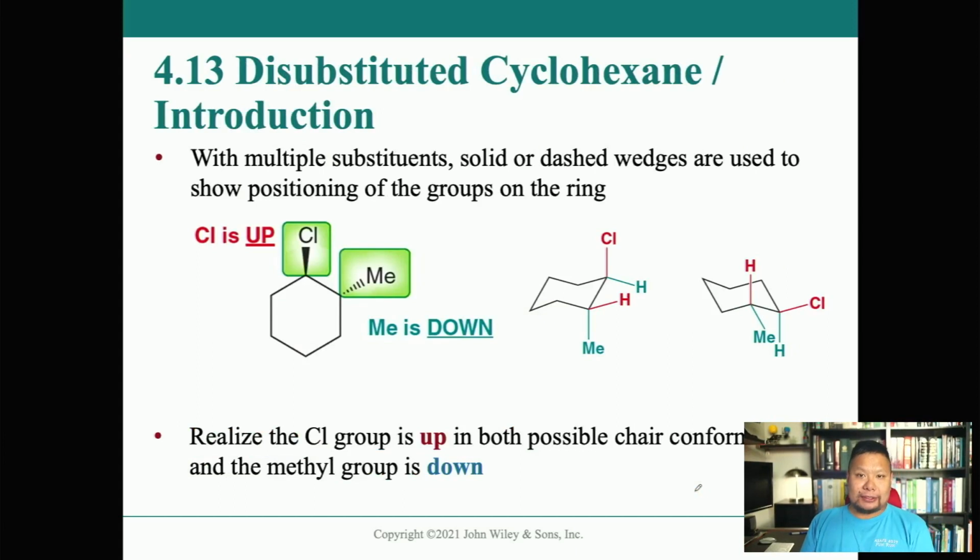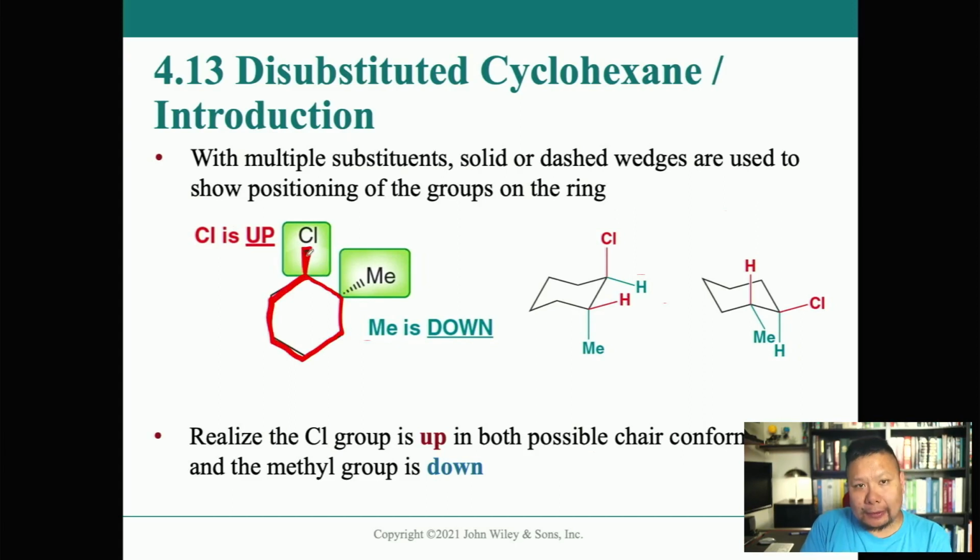So let's move on to talking about some di-substituted cyclohexanes. With multiple substituents, solid or dash wedges are used to show the positioning of the groups on the ring, okay? So this is pretty obvious, because we did this already before. If the line is nice and straight and flat like that, that means it's flat in the paper.